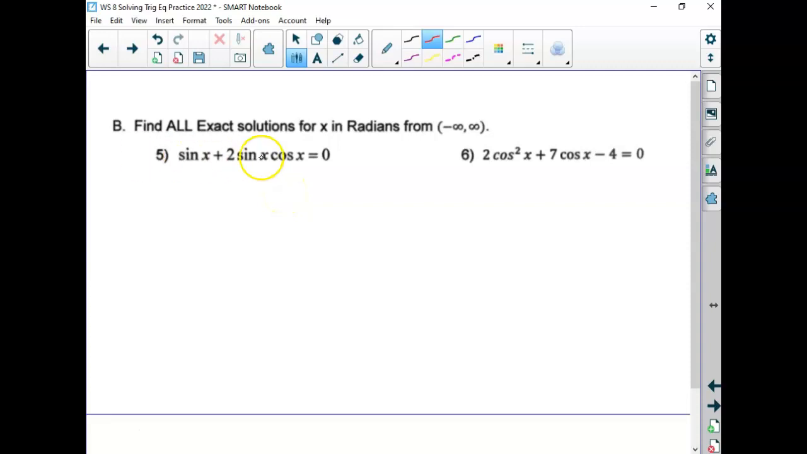You want to just write yourself a note? What are you going to do first on this one? Yeah, you're going to have sine x something, okay? What about number 6? Any ideas on number 6?